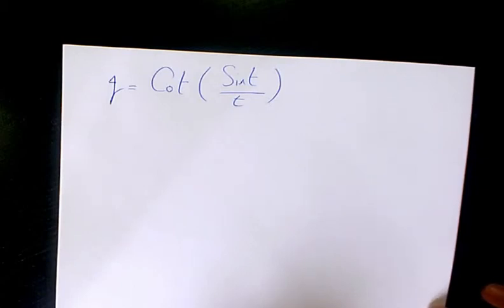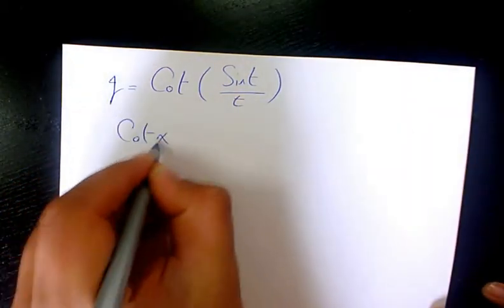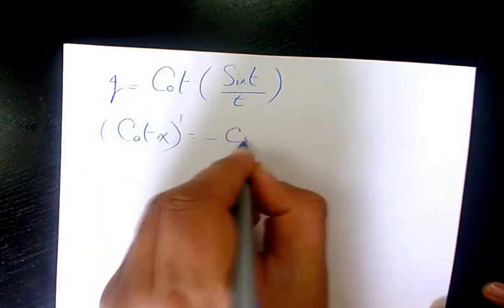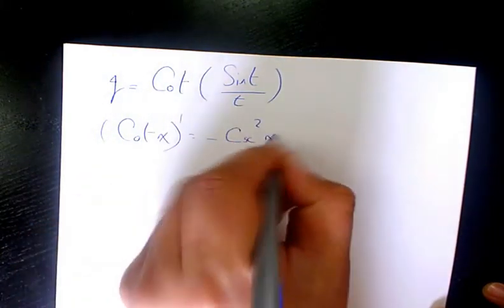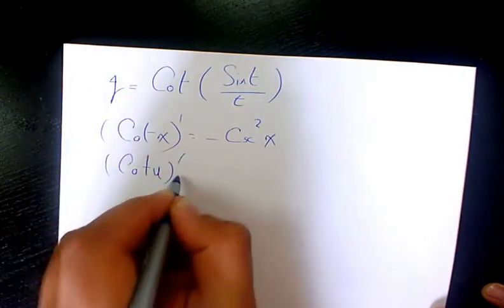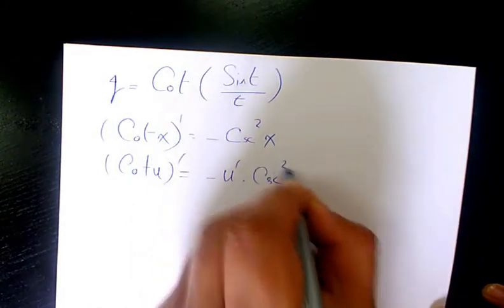Welcome to another video. In this video I want to show you how to find the derivative of cotangent of sine t over t. So the derivative of cotangent x is negative cosecant squared of x. The derivative of cotangent u is going to be negative u prime times cosecant squared u.